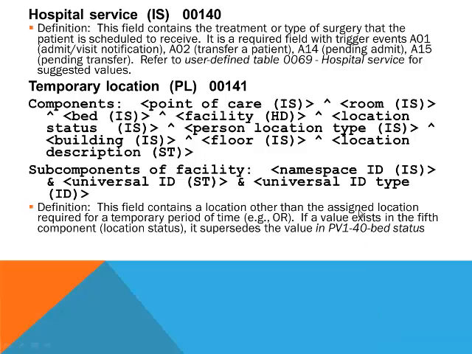So let's go to another one, the temporary location field. This field contains a location other than the assigned location, required for a temporary period of time. If this value exists in the 15th component, it supersedes the value in PV1 for the bed status. So this kind of thing is a little easy to understand.